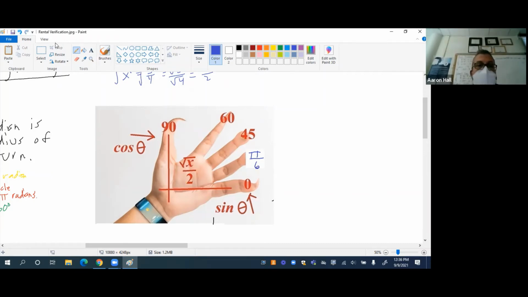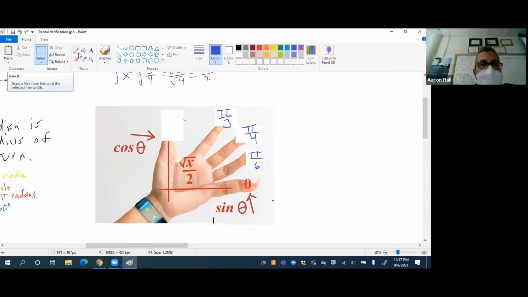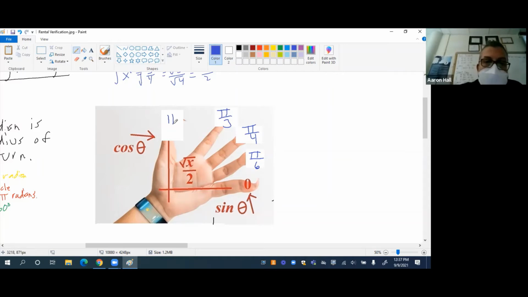All right, what is 45 degrees in radians? Pi over 4. What is 60 degrees in radians? Pi over 3. What is 90 degrees in radians? Pi over 2. Okay, pi halves. So I get pi halves. What is 0 degrees in radians? 0 radians. And you have both.